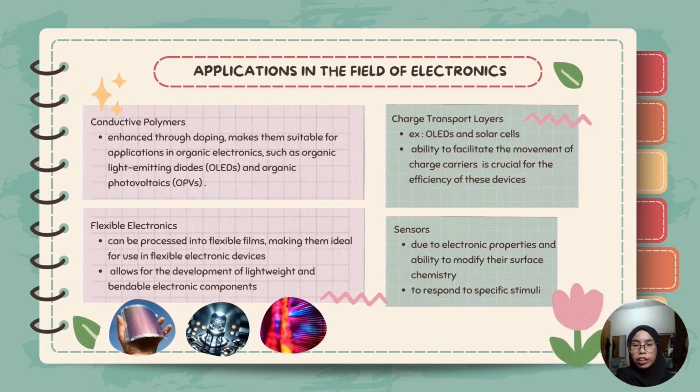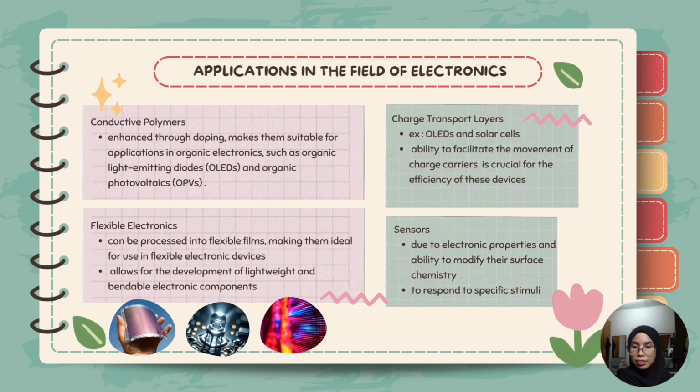Next, applications in the field of electronics can be seen. First, conductive polymers, enhanced through doping, make them suitable for applications in organic electronics such as OLEDs and photovoltaics. Second, flexible electronics. They can be processed into flexible films, making them ideal for use in flexible electronic devices, allowing the development of lightweight and bendable electronic components. Third, charge transport layers, examples are LEDs and solar cells. The ability to facilitate the movement of charge carriers, electrons and holes, is crucial for the efficiency of these devices.